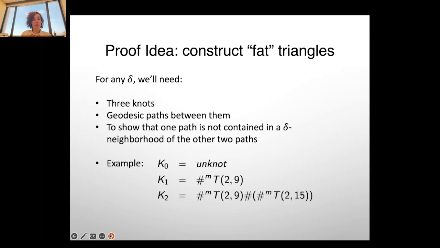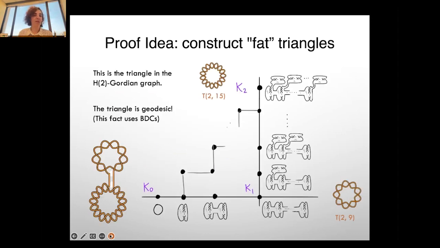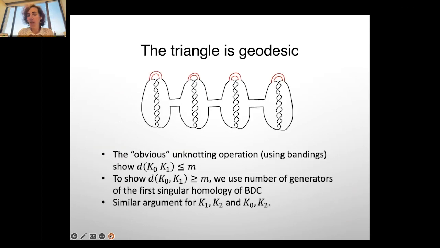So for example, when we're dealing with the H2 Gordian graph, we use torus knots, T(2,9) and T(2,15), and connect sums of them to make our geodesic triangles. For other operations, we use different types of knots. So we get this big complicated triangle of knots, and the first task is to show that it is a geodesic triangle. That turns out to not be very hard. We can use invariants coming from the branch double cover to show that the paths are geodesic.